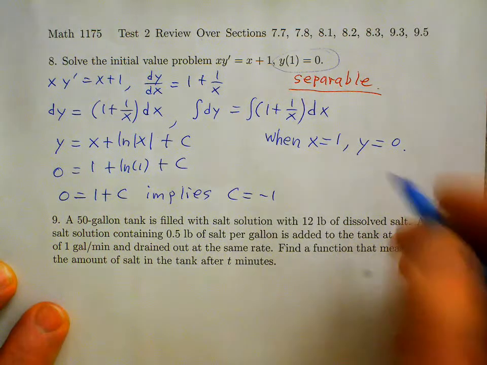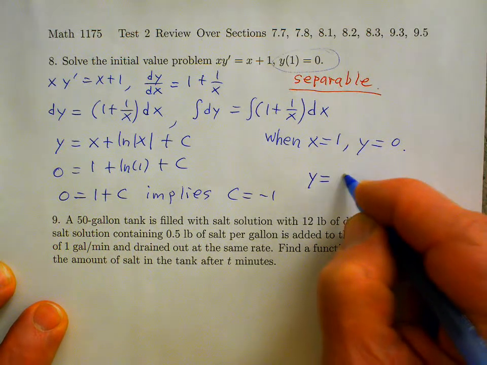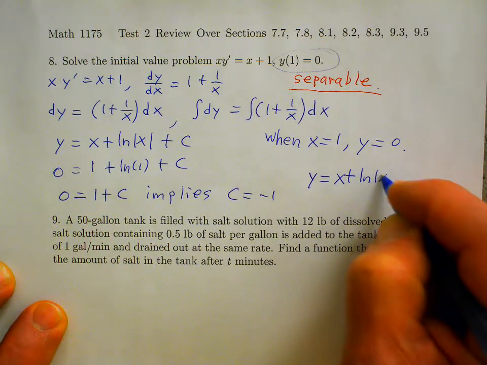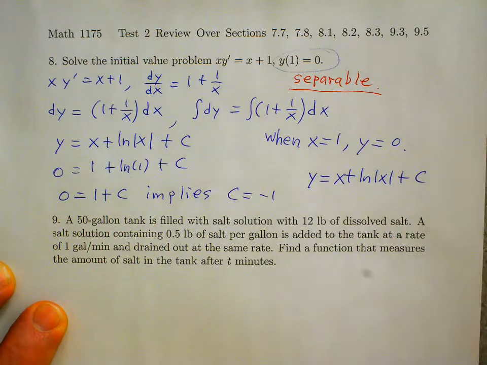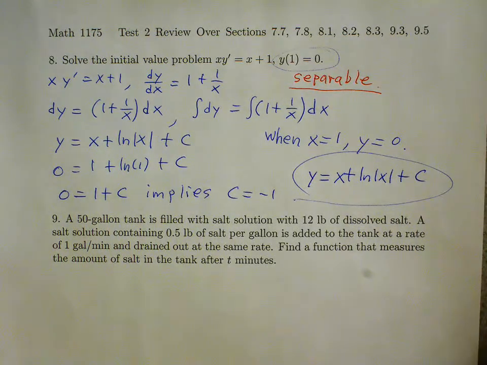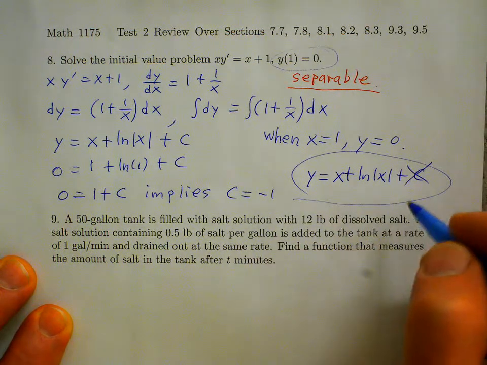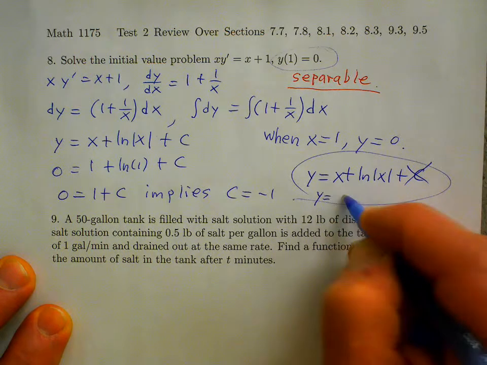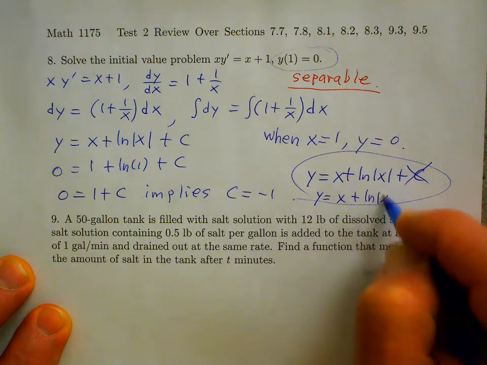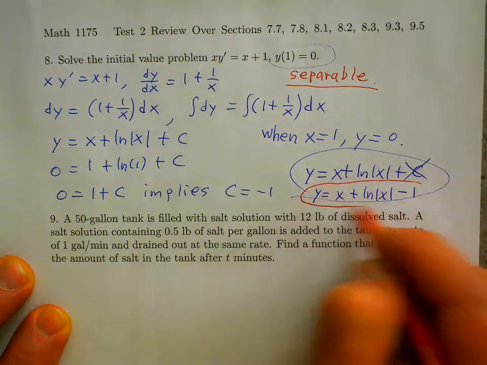So our function that we solve for is y equals x plus the natural log of the absolute value of x plus c. If you can read that. C would be -1. Oh, duh, yeah. That was the whole point of that. Yeah, y equals x plus the natural log of the absolute value of x minus 1. So there is our function.